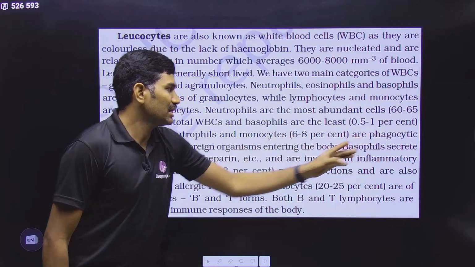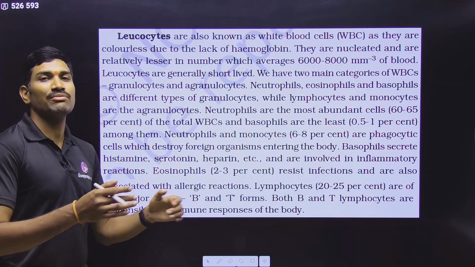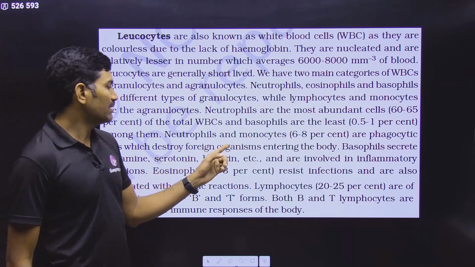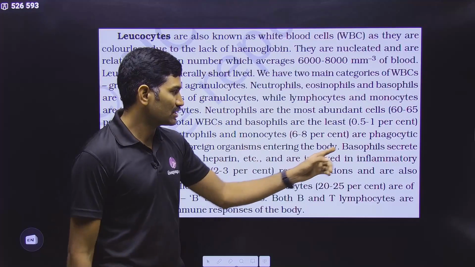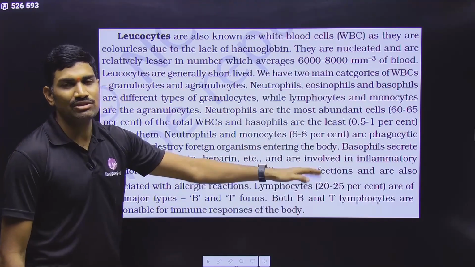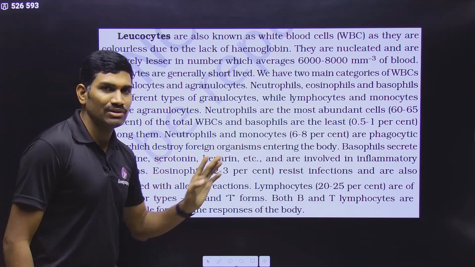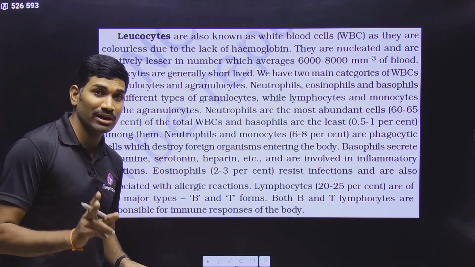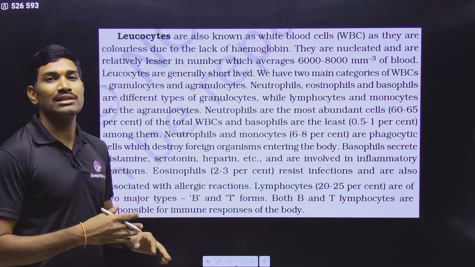Neutrophils and monocytes are phagocytic cells. They destroy the pathogens by phagocytosis, and thereby they destroy the foreign organisms that are entering the body. In this way they give protection. Basophils secrete histamine, serotonin, heparin, etc., which are involved in inflammatory reactions. But please remember, histamine and serotonin are involved in inflammation, but heparin is an anticoagulant. It will prevent the coagulation or clotting of the blood that is flowing in the blood vessels.